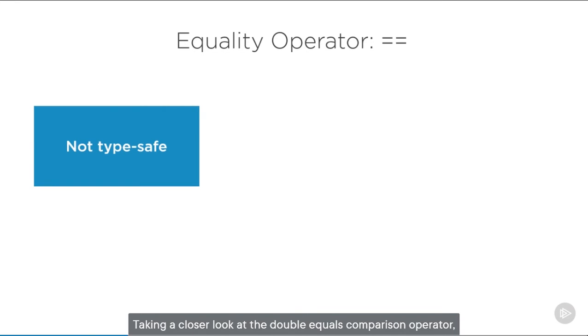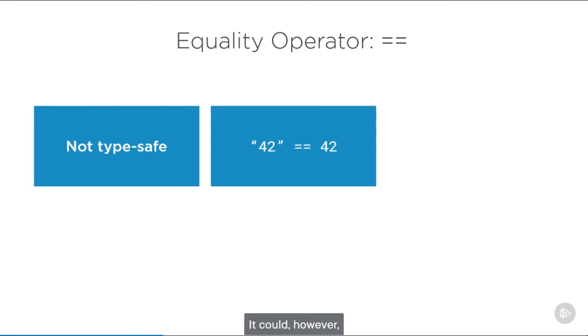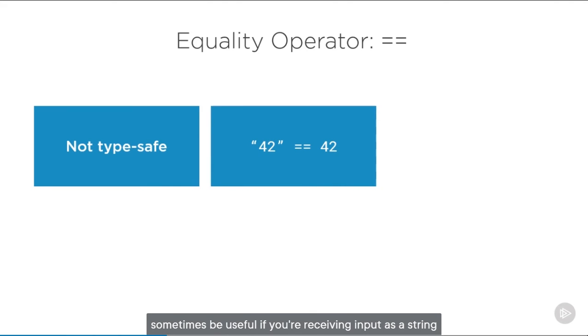Taking a closer look at the double equals comparison operator, the big reason why we should avoid using it is because it is not type safe. For example, when using this operator, the string value 42 is equal to the numeric value 42. This can cause all sorts of unintended issues, so it's best to avoid this operator. It could, however, sometimes be useful if you're receiving input as a string and intentionally wanting to know if that is the string equivalent of a numeric value, but that's not a very common need at all.